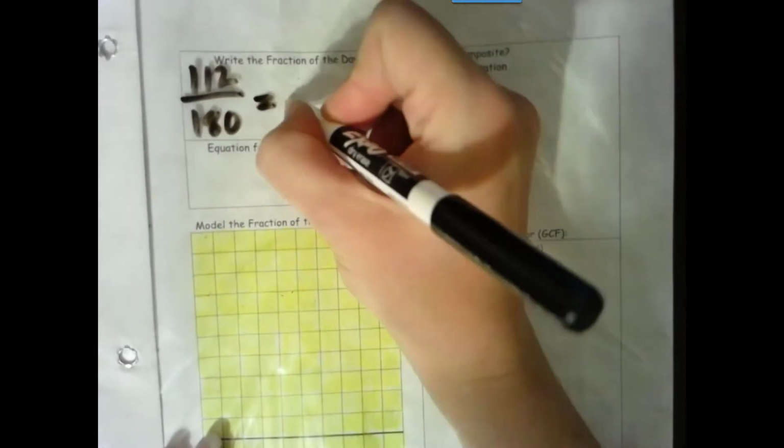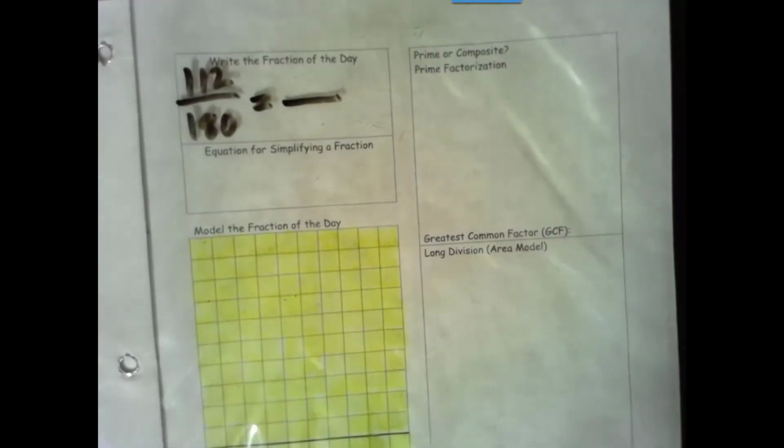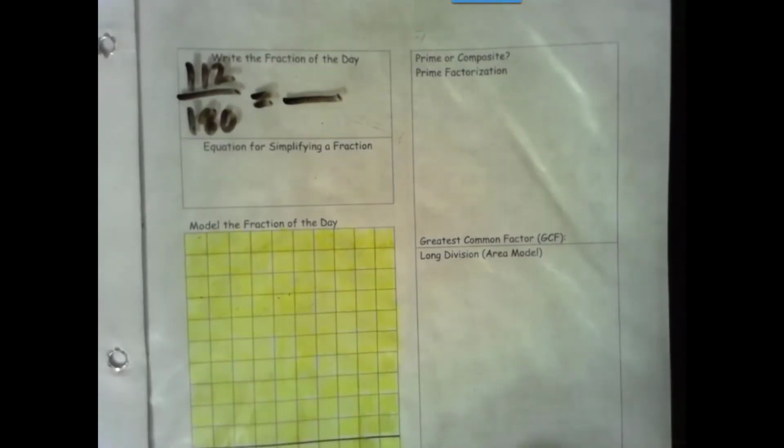Okay, let's get down our beginning fraction. A total of 180 school days. We're on day 112. Let's think if our numerator is prime or composite. It's an even number, and the only even number that's prime is the number 2, so it's composite.